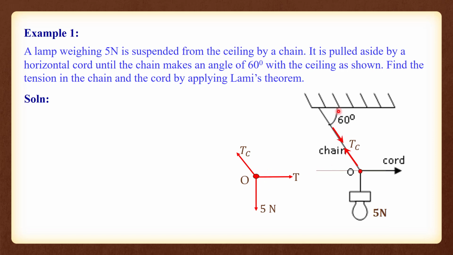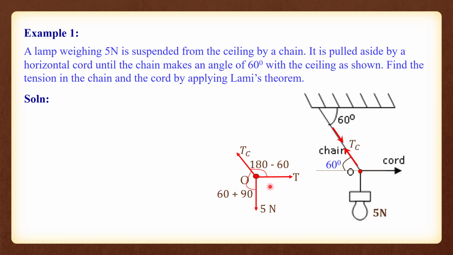So here, if this angle is 60, what will be this angle? This angle also will be 60 degrees. Now if this angle is 60 degrees, what will be the remaining angle? We know this total angle will be 180 degrees, right? So 180 minus 60 will be this one, isn't it? Similarly, what will be this angle, the angle between TC and 5 Newton? So that will be 60 plus, this is 90 degrees. So 60 plus 90. So we can mark the angles. So this will be 60 plus 90 and the other one will be 180 minus 60.